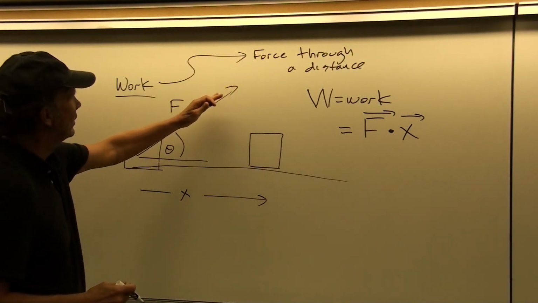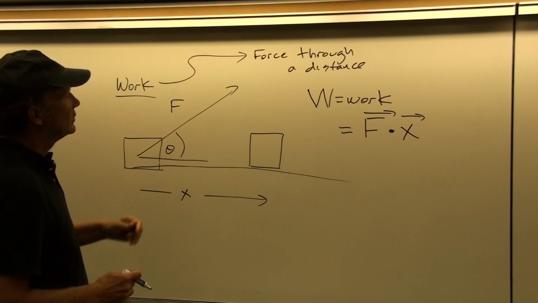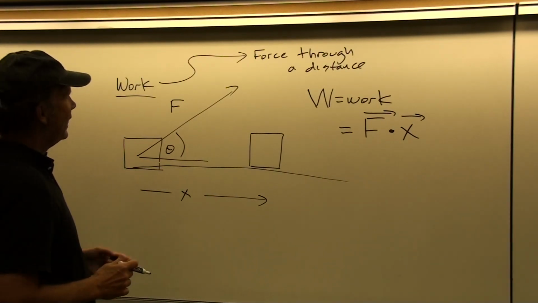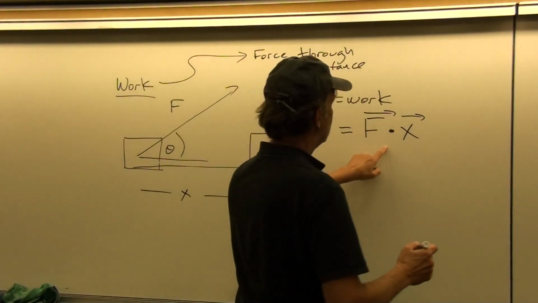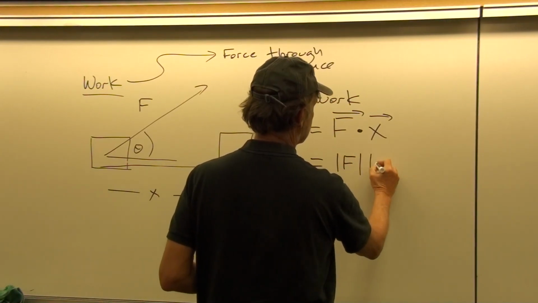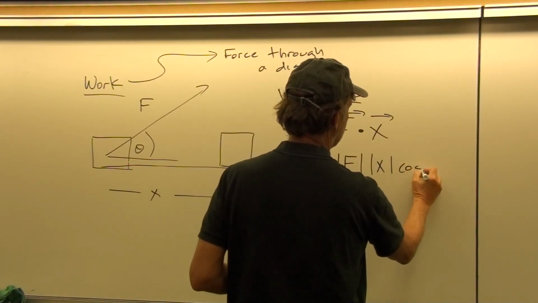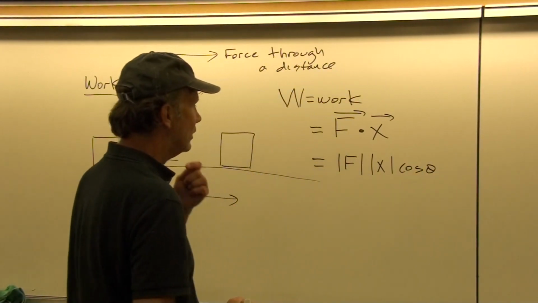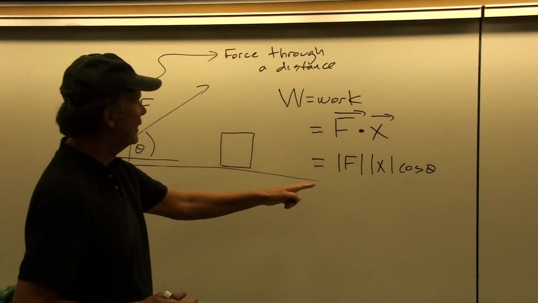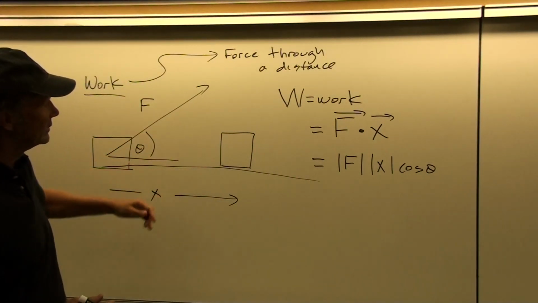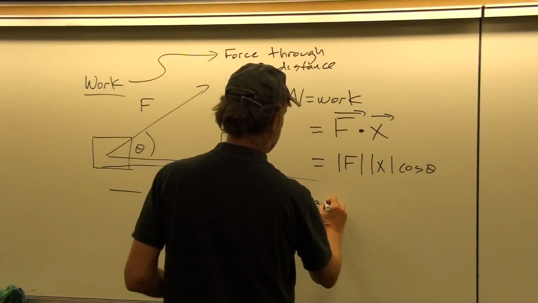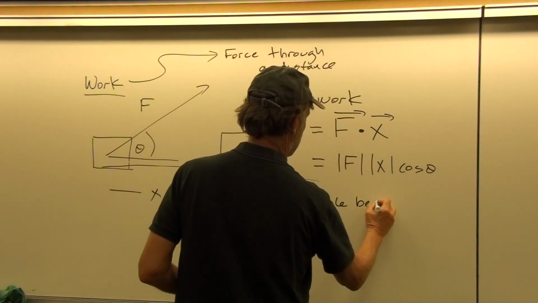So here in this example, we have a force vector that is oriented at a certain angle to the horizontal. This dot product is saying that we have the magnitude of the force times the magnitude of the displacement times the cosine of theta, where theta is the angle between the force vector and the displacement vector.